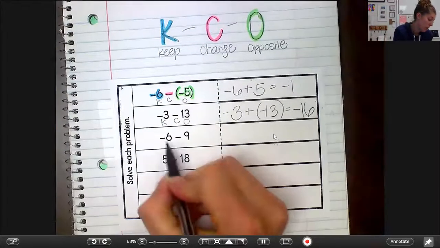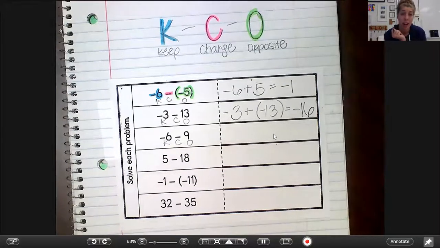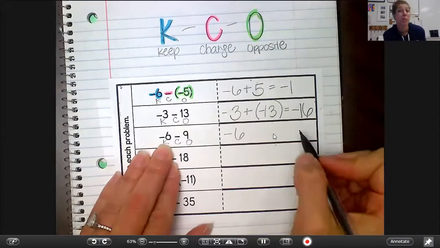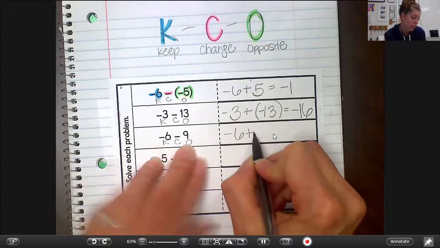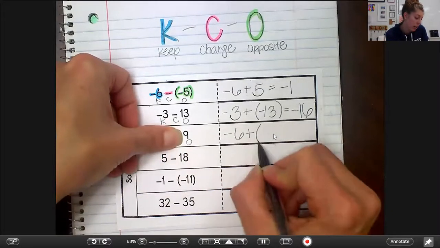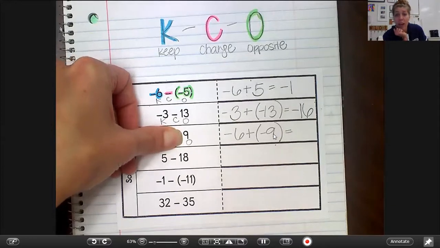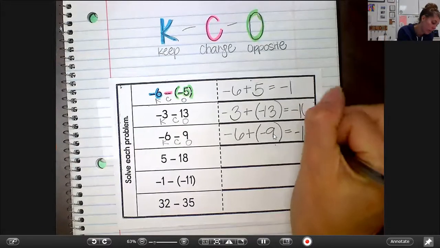Next one, keep, change, opposite. I'm going to keep the -6, change my subtraction sign to addition, and take the opposite of 9, which is -9. And again, what do we do when the signs are the same? Add the numbers, keep the sign, -15.